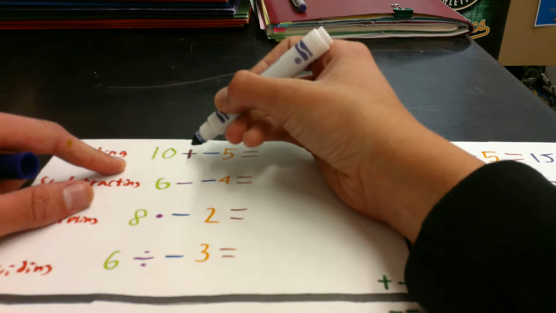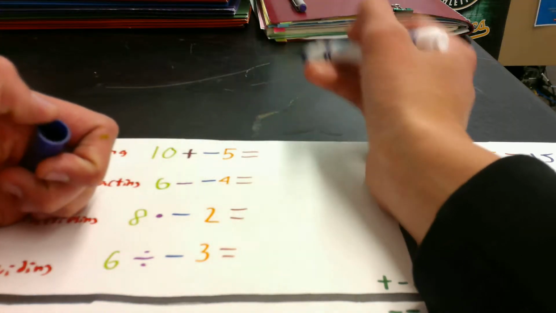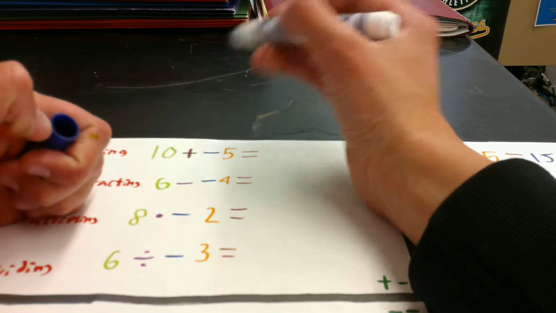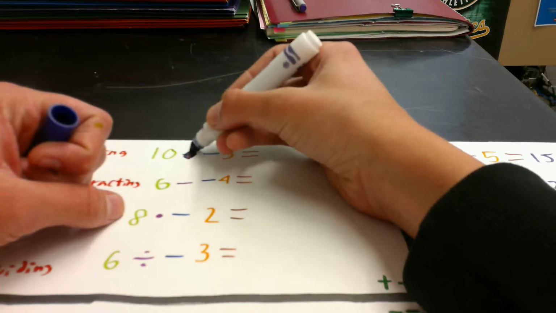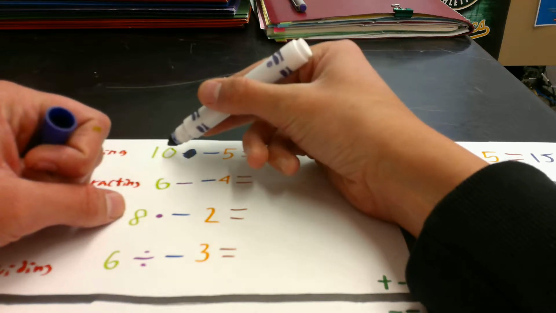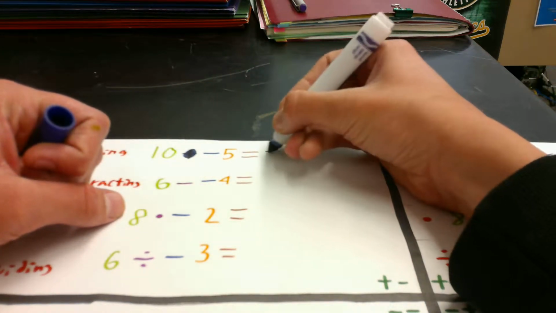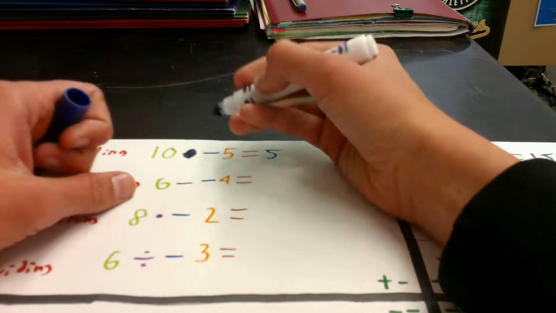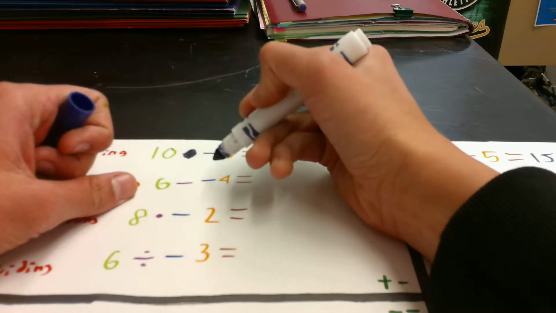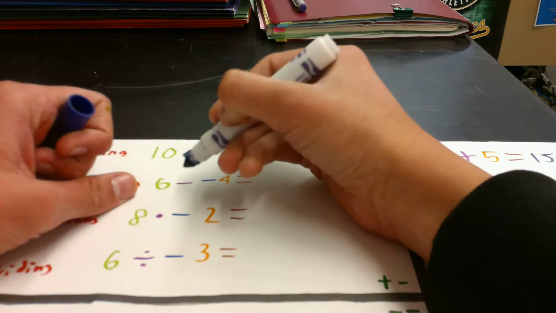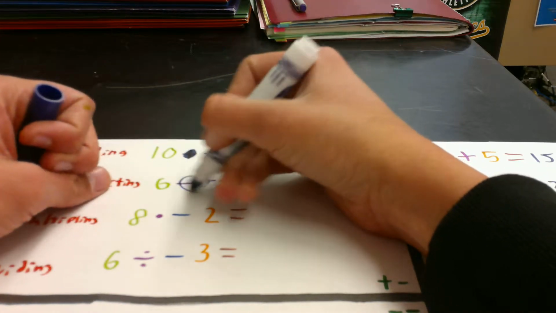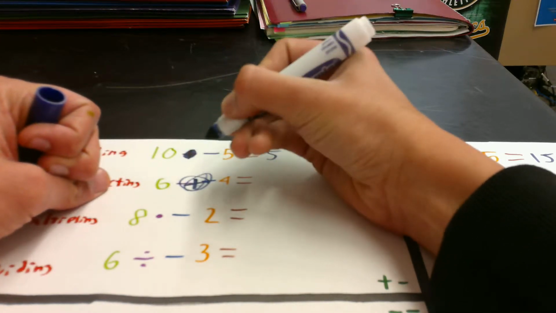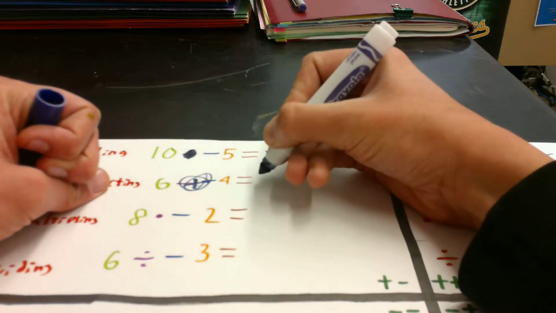That is saying, okay, I'm going to add a negative to 5. That's subtracting. So say goodbye. So 10 minus 5. You got 5 now. Amazing. 6 minus negative 4. That just goes bye-bye. That makes a plus. 6 plus 4 equals 10.